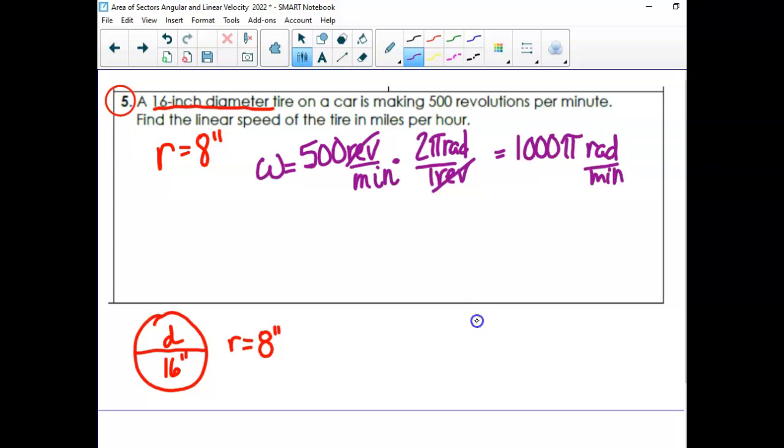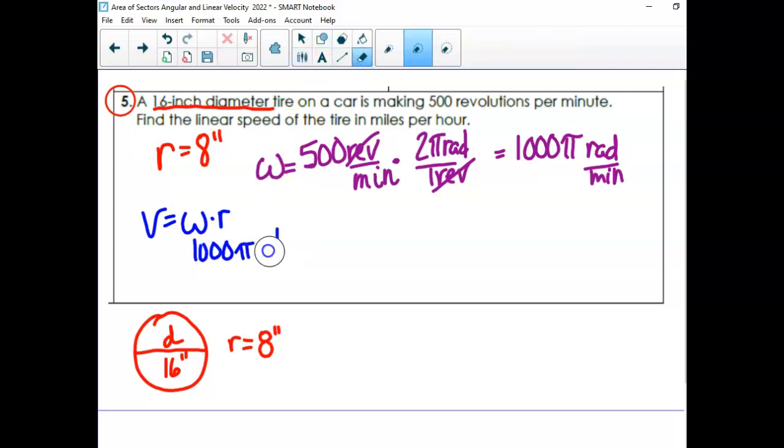Okay. Rather than use 5,000 formulas now, we're back to the same one, right? We know a radius and we know an omega or W thing. So the formula is V equals, does your sheet have W times R? Is that what you said? Okay. So 1,000 pi radians, whoa. I'm not even going to bother with the label because it's going to go away. Radian per minute. That's our omega, times our radius is 8 inches.